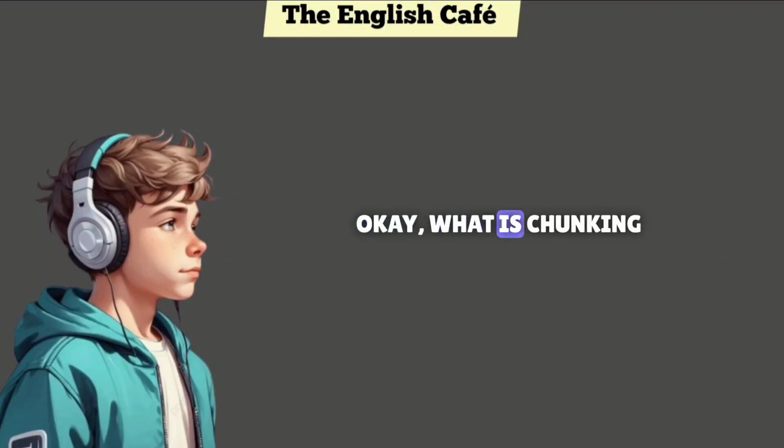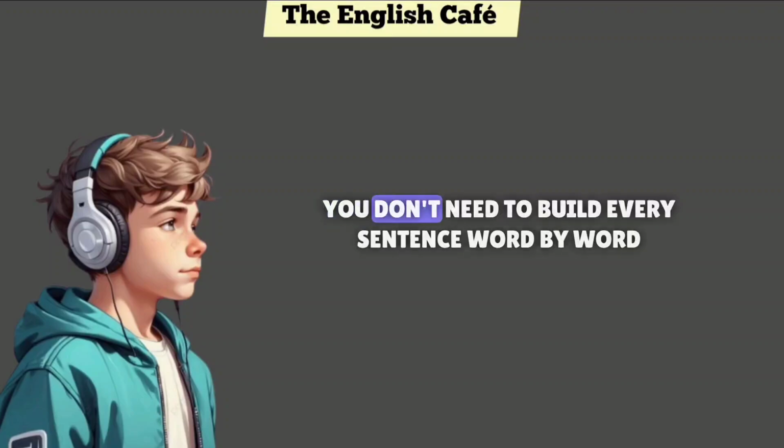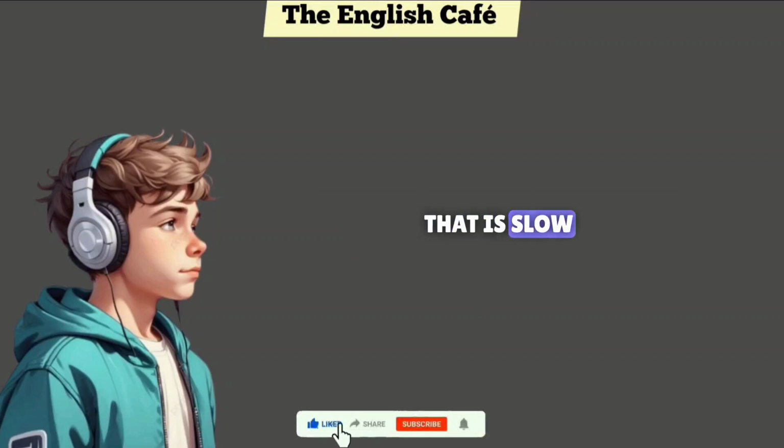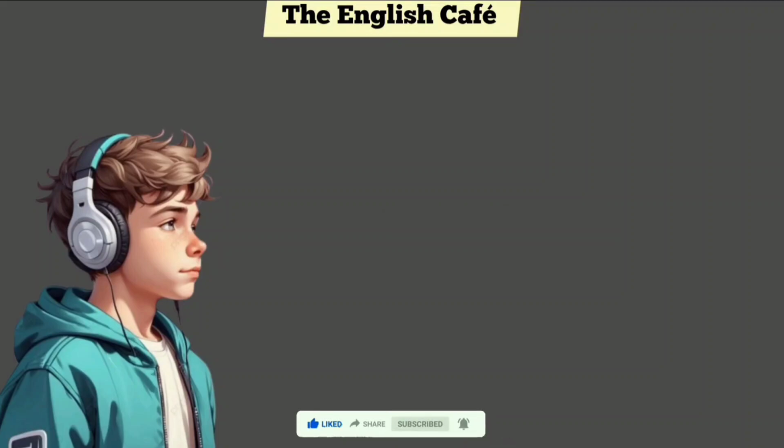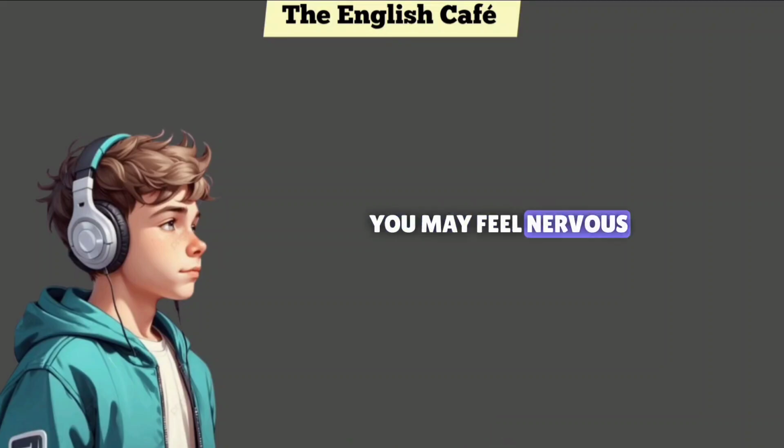Okay, what is chunking? Let's start very simply. When you speak English, you don't need to build every sentence word by word. That is slow. That is difficult. That takes too much energy. And when you think like that, you may get stuck. You may feel nervous. You may forget the words. But there's a better way. You can use chunks. That's right, chunks.